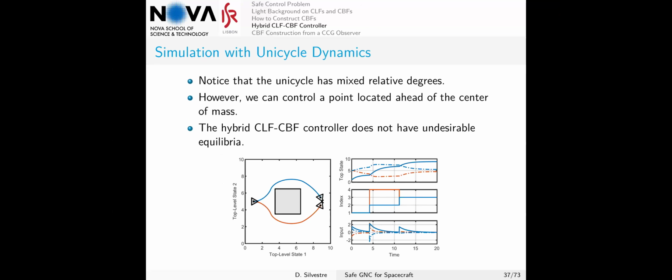So what does that look like? If we use this controller, here is just a warm-up before I show you an example more related to space applications. Here we use the unicycle because it has mixed relative degrees: the variable that controls the rotation does not appear in the same number of derivatives of the CBF as the linear velocity. But as I was saying before, a trick known in the community about Lyapunov-based control is to control a point that is slightly in front of the center of mass. If you do that, you resolve that issue.